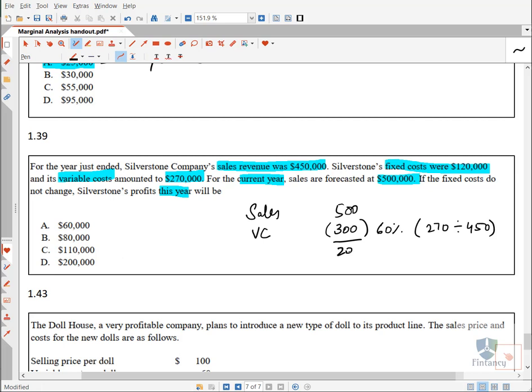So you will get 200 contribution. Okay. Now from this you need to deduct the fixed cost, and they said there is no change in the fixed cost, which is 120. So definitely the answer is 80. Okay, so what is the answer? B is the answer.